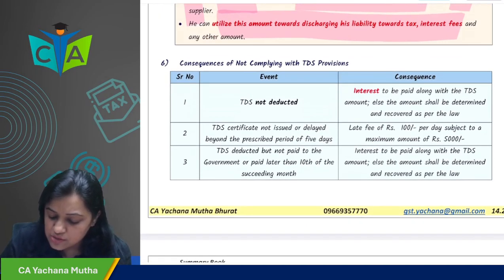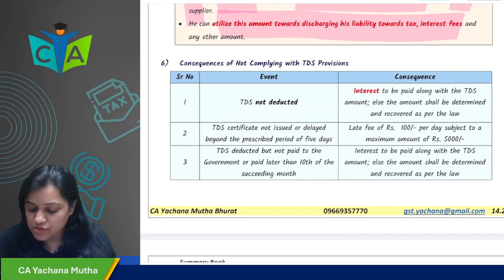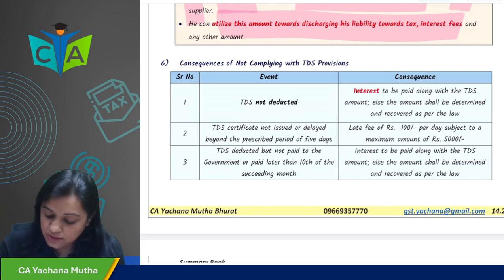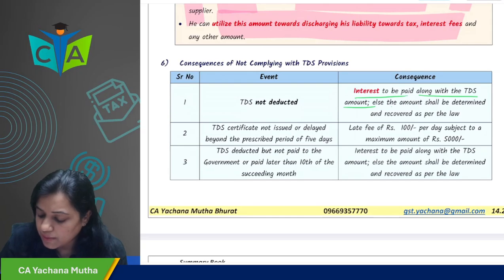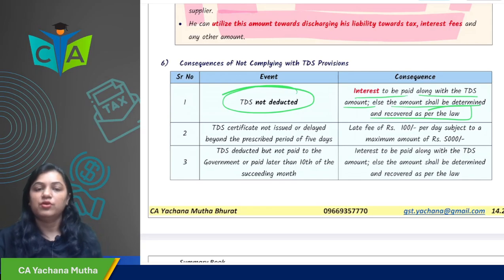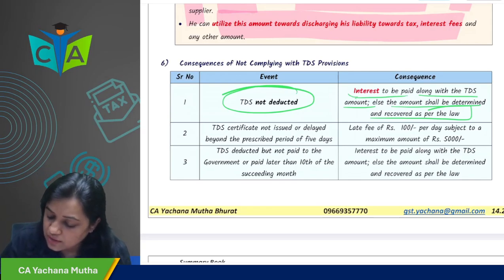Now, the consequences of not complying with TDS provisions. If you have not deducted the TDS, then you have to pay the interest along with the TDS amount, else the amount shall be determined and recovered as per the law. So if the TDS is not deducted, then you have to pay the interest along with the TDS.